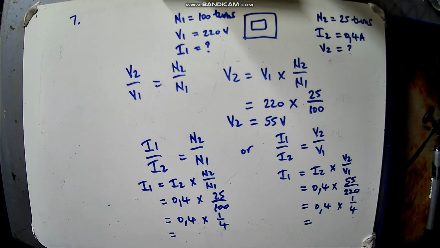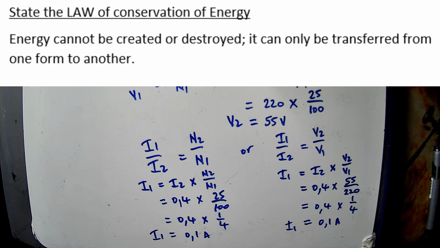Do note that we get the transformation ratio as 1:4, whether we use the voltages or the turns. Okay, plugging it into your calculator, we'll get 0.1 amps. Okay, and that is grade 11 worksheet number 1. I will do worksheet number 2 in another video.